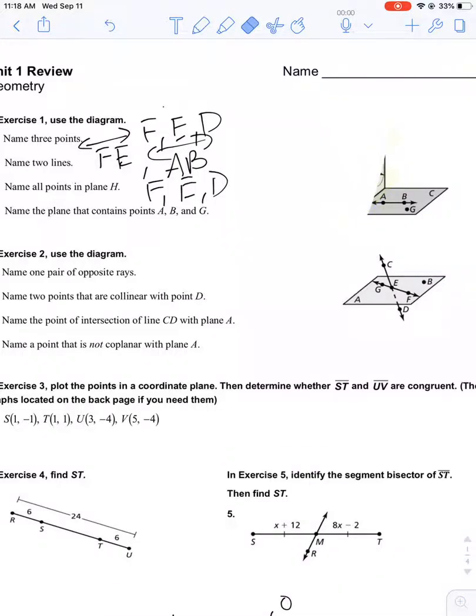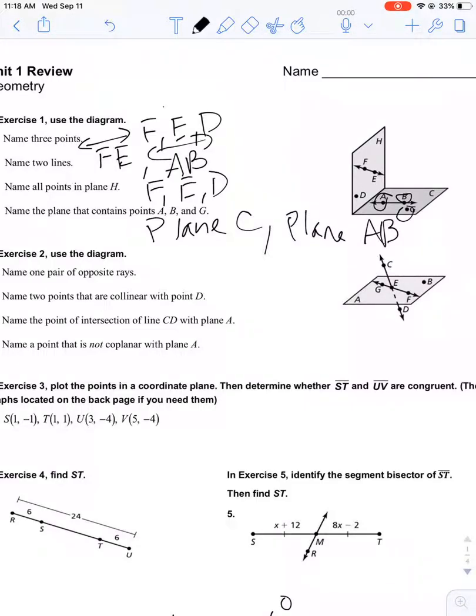Name the plane that contains points A, B, and G. Well, I can call that plane C, because this is an uppercase letter with no dot. And I can also use 3 points as long as they're not on the same line. So I've got A, B, G. They are not on the same line. So this is also plane A, B, G. Okay.